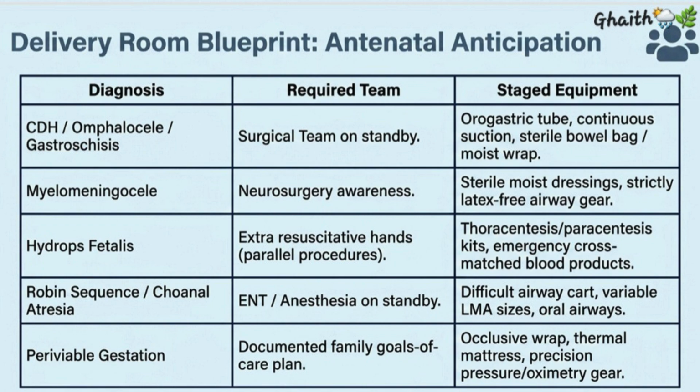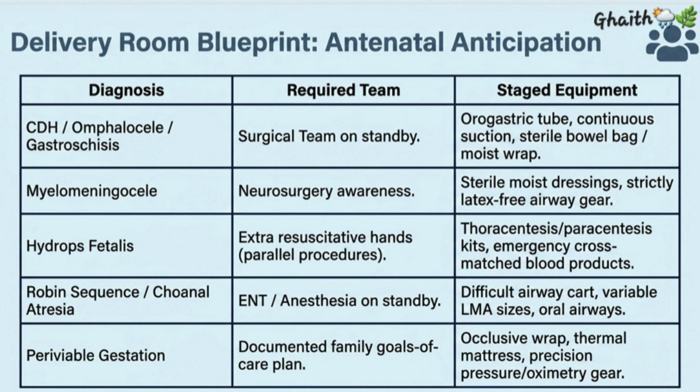Myelomeningocele needs neurosurgery awareness and strictly latex-free airway gear ready. Hydrops fetalis needs extra resuscitative hands for parallel procedures, plus thoracentesis and paracentesis kits and emergency cross-match blood products. Robin sequence and choanal atresia need ENT or anesthesia on standby, with a difficult airway cart and a range of LMA sizes and oral airways.